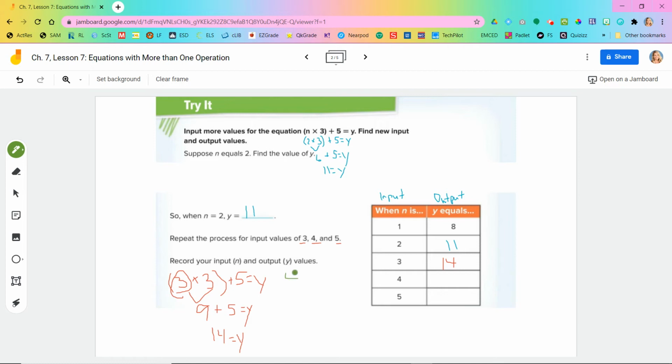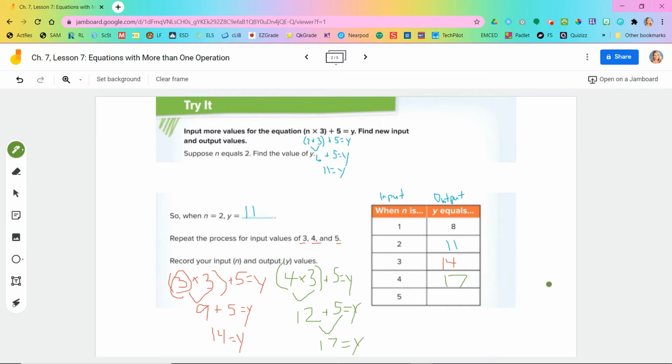I promise they will. So I'm going to rewrite this equation, except for n this time, I'm going to use 4. So I need to keep my parentheses, keep everything just the way that it is, except for that n. 4 times 3 plus 5 equals y. Use my order of operations that says that my parentheses has to go first. And so when my input is 4, when my n equals 4, my output, my y, is equal to 17.